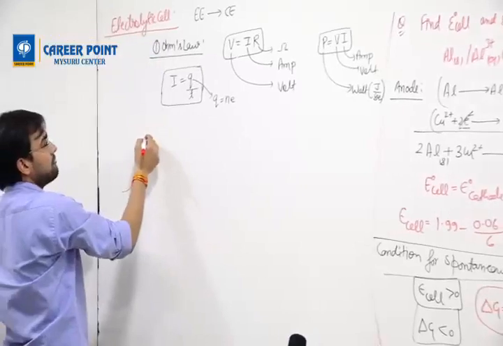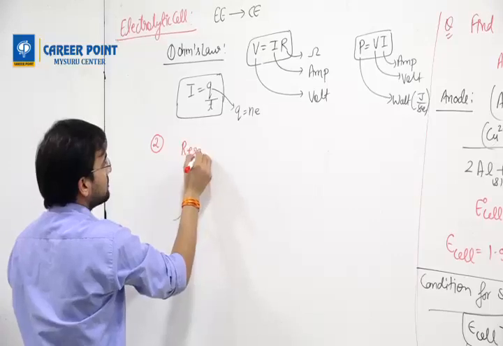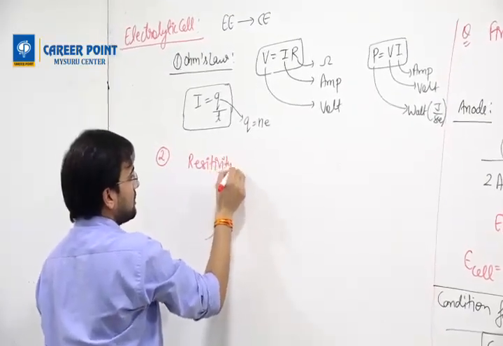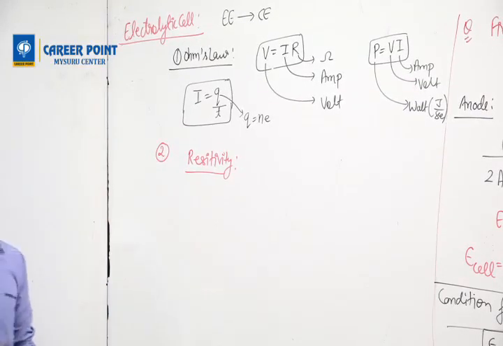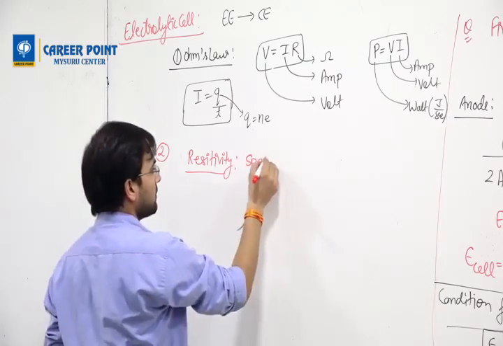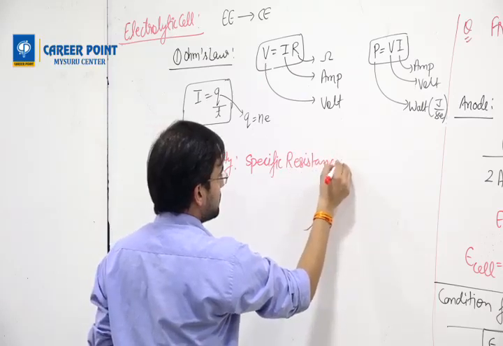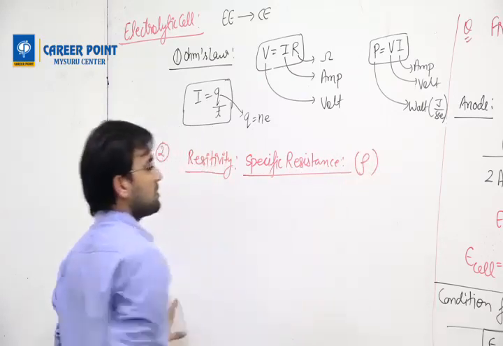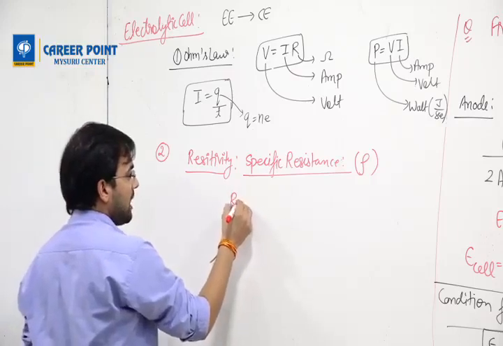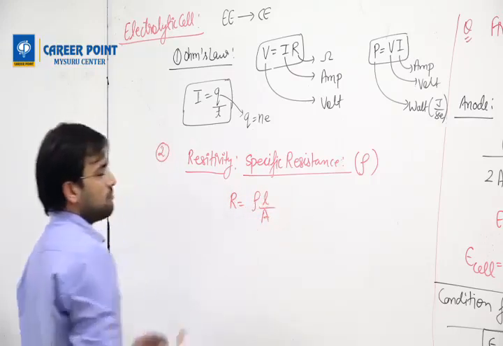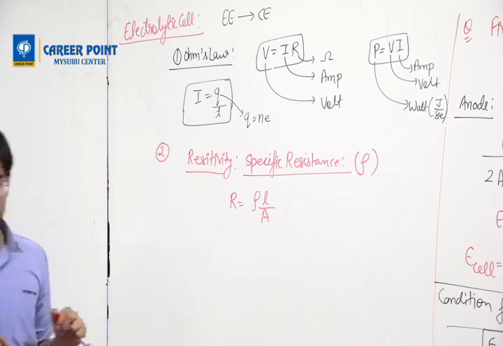Now what happens after Ohm's law is, the second one is known as resistivity. Resistivity is also known as specific resistance, which is denoted by rho. It has a formula of R equals rho L by A.